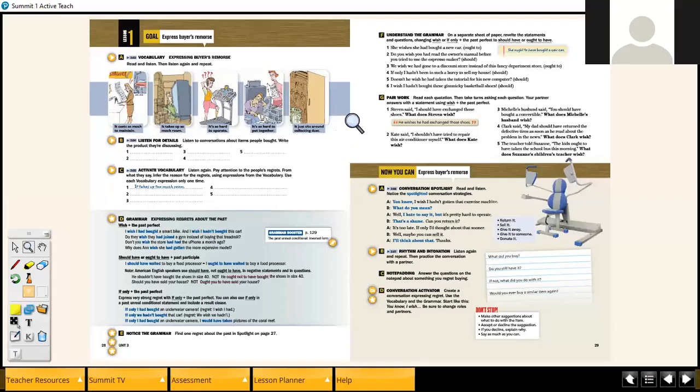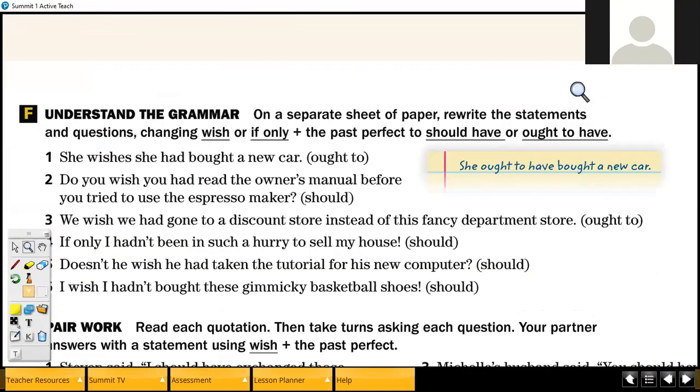Yes. Okay, so here we go. Let's continue with the grammar, please. The grammar on page 29. Page 29, it says, understand the grammar. On a separate sheet of paper, rewrite the statements and questions changing wish or if only plus the past perfect to should have or ought to have. For example, she wishes she had bought a new car.